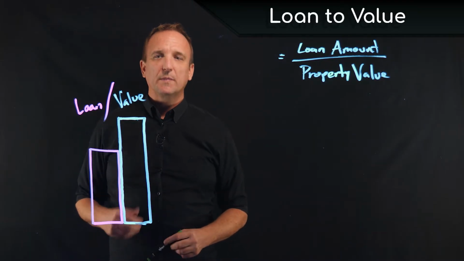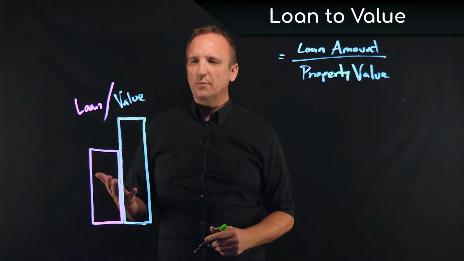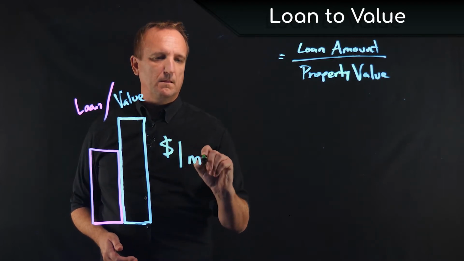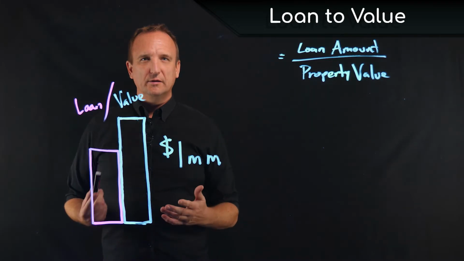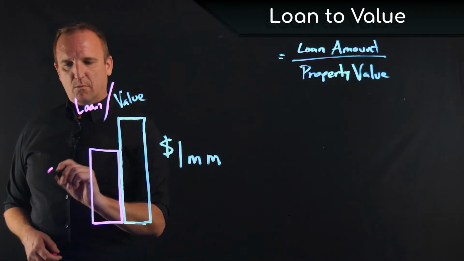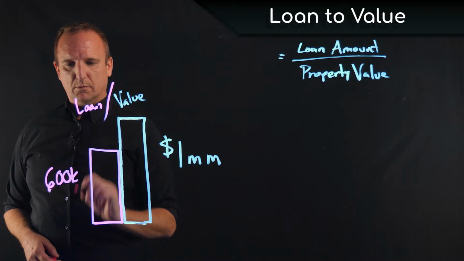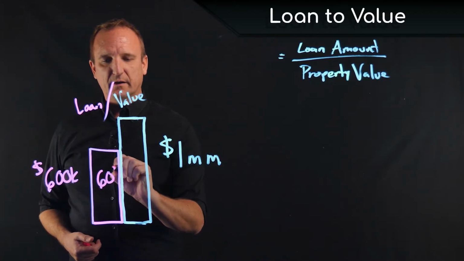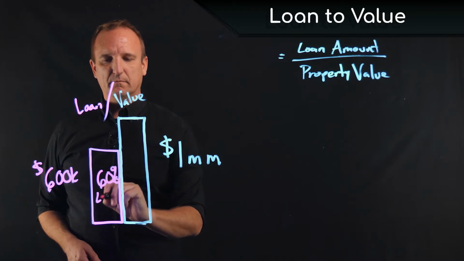Here's an example. Imagine you have a property with a value of $1 million and you're getting a loan for, say, $600,000. That would indicate that the loan divided by the property value is an LTV of 60%.